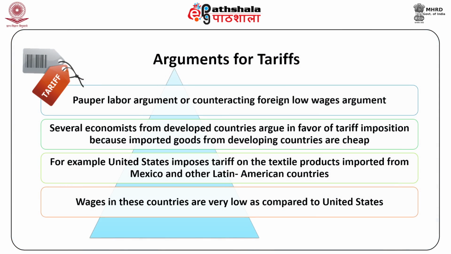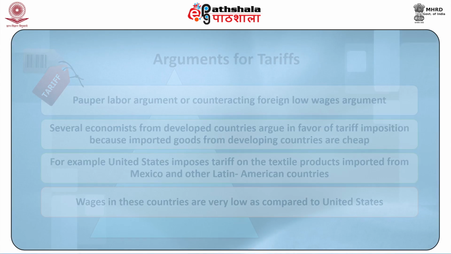These are as follows. Pauper labor argument or counteracting foreign low wages argument. Several economists from developed countries argue in favor of tariff imposition because imported goods from developing countries are cheap because of low wages there. For example, United States imposed tariff on the textile products imported from Mexico and other Latin American countries. Wages in these countries are very low as compared to United States.